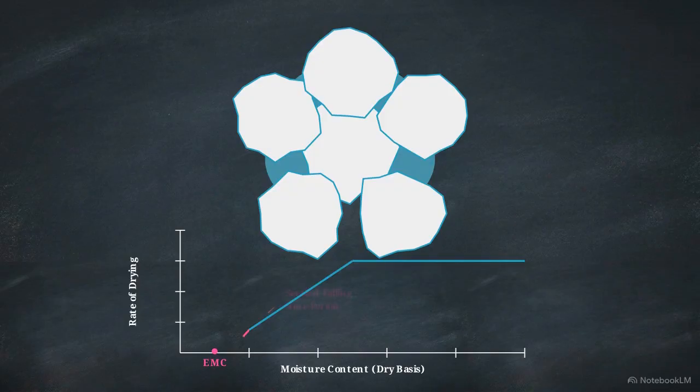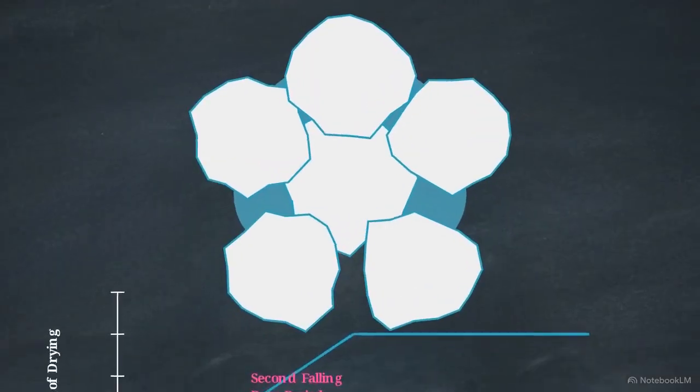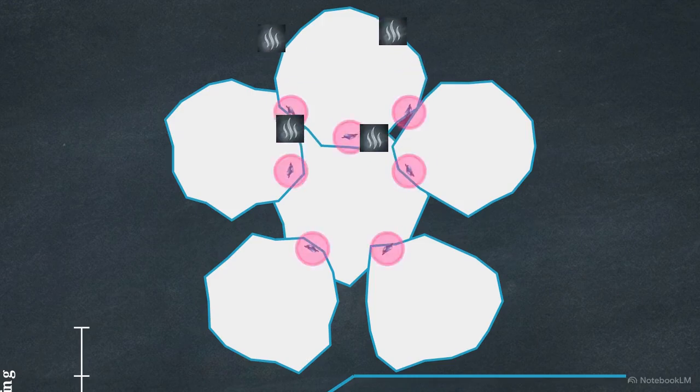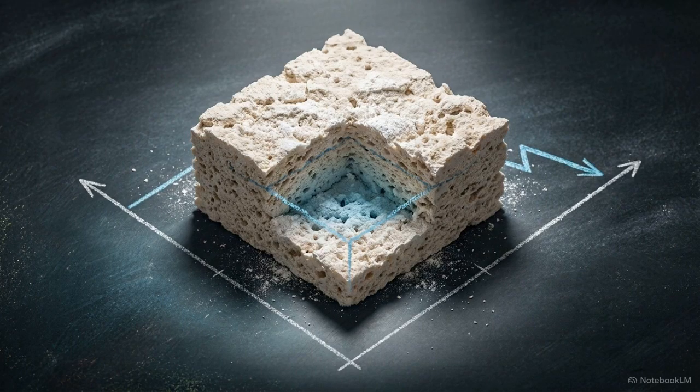This is the pendular state. On the drying curve, this represents the second falling rate period. The moisture is now held only in isolated, lens-like rings at the contact points between particles. Bulk liquid movement is now impossible. The plane of vaporization retreats into the body of the solid, and drying slows to a crawl.